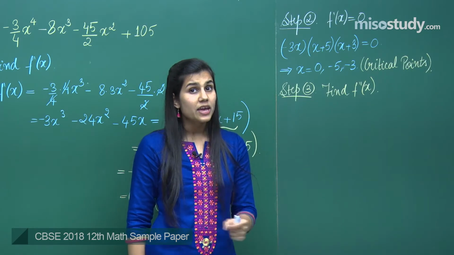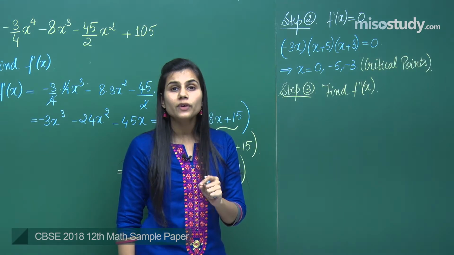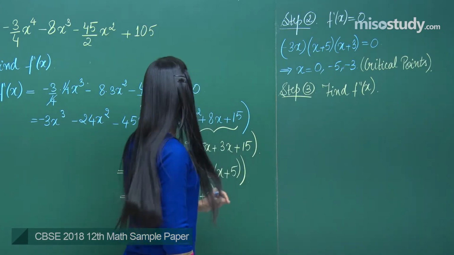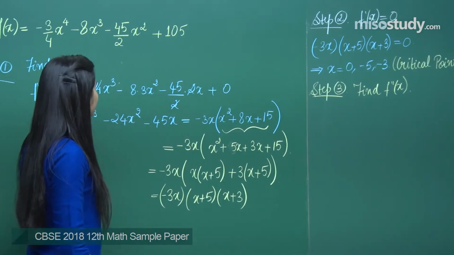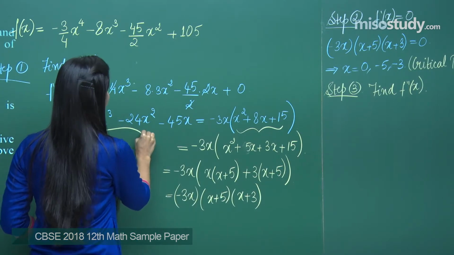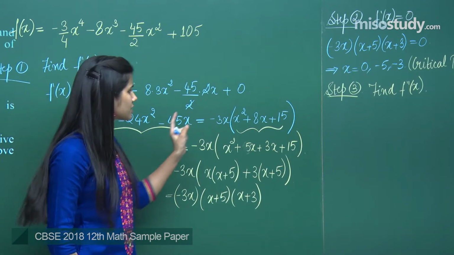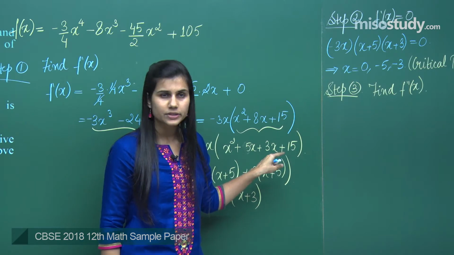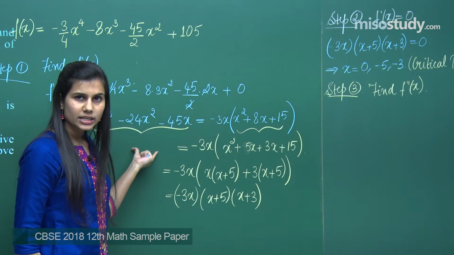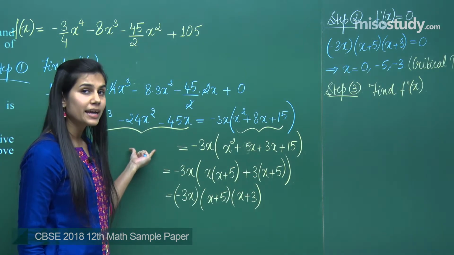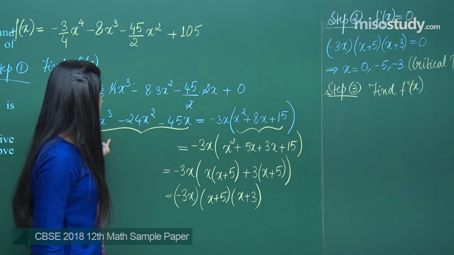Yes, that is what we need to find at this step. So once I have f dash x, the next step will be to find f double dash x. So f dash x is what? Basically till here you had your f dash x. After that you started clubbing them in the form of factors. So till here you had f dash x. From this only I am going to get my f double dash x. So what will that be?